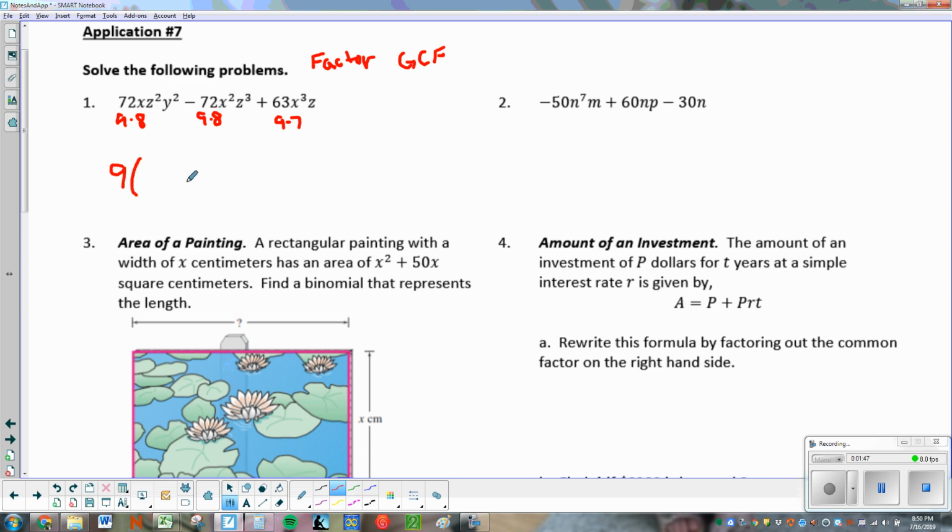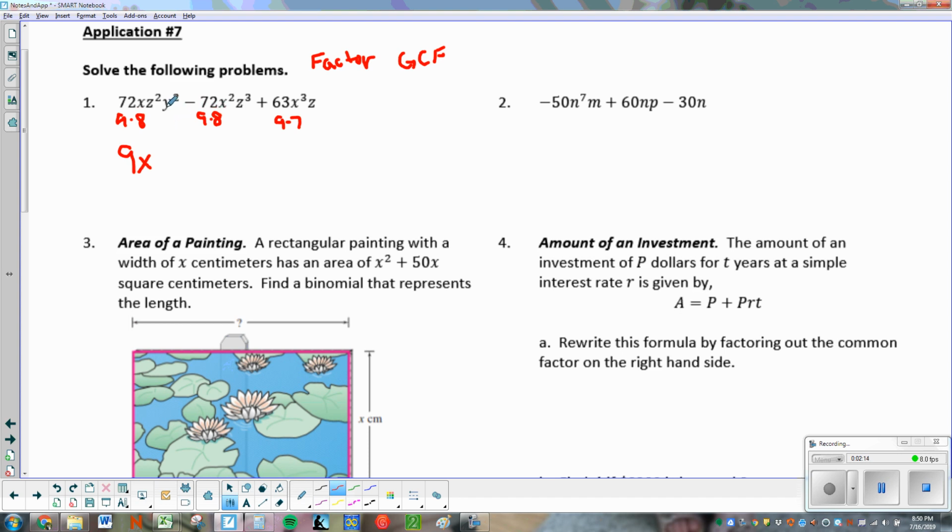So I do that, and then before I write my parentheses, I want to look at my variables. I guess I'll just rewrite that whole thing. So I know that I'm going to be pulling out a 9. Do I have x's in every term? I do. I have 1 here. I have 2 x's here and 3 x's here. So I can pull out 1x.